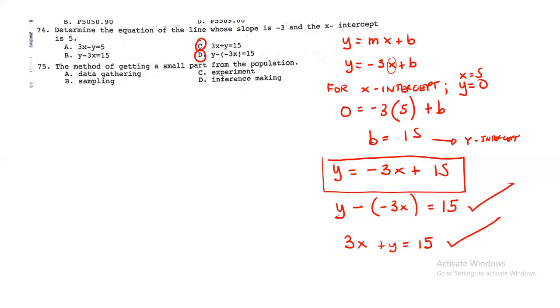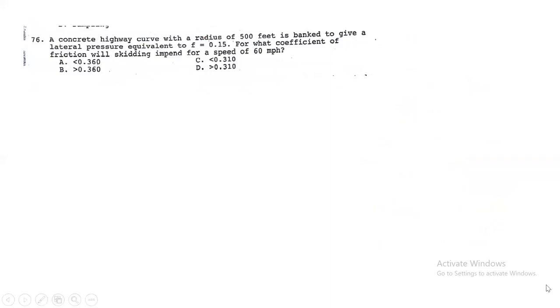So next, 75. The method of getting a small part from the population is, of course, what is the answer to 75? Sampling. The next, 76. A concrete highway curb with a radius of 500 feet is banked to give a lateral pressure equivalent to friction equals 0.15. For what coefficient of friction will skidding impend for a speed of 60 miles per hour? So, how do we do this 76, guys?